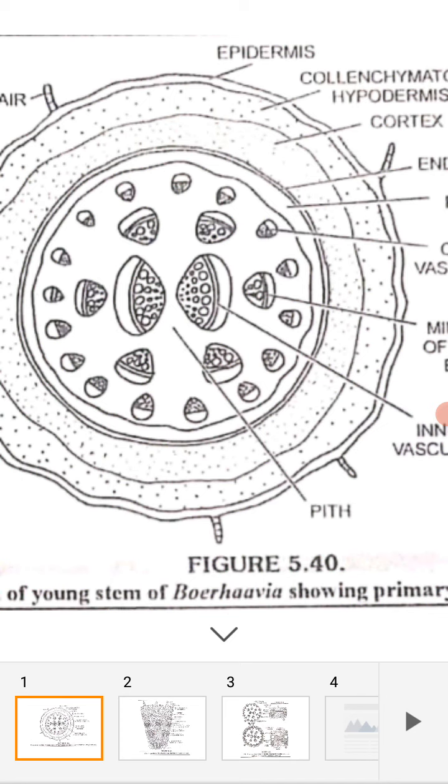As per your syllabus, we will study the anomalous secondary growth in the stem of three plants. One is Boerhaavia, second is Bougainvillea, third is Dracaena. So first we will study about the anomalous secondary growth.